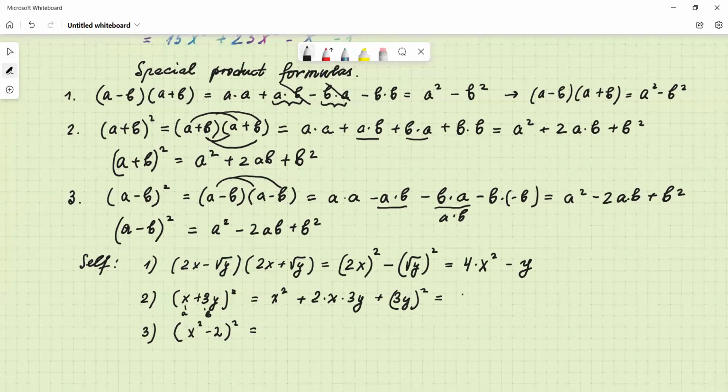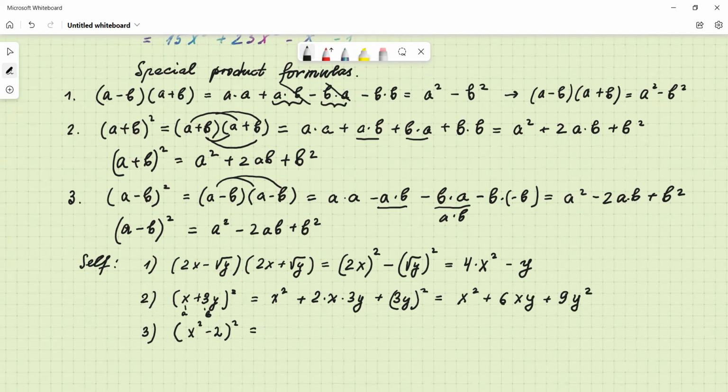Well, I'm going to simplify this a little bit. x squared is not going to be simplified, but 2 and 3 can be multiplied and give me 6xy. And here I can square 3 and y separately. When I square 3, I'm going to get 9, and when I square y, I'm going to get y squared.